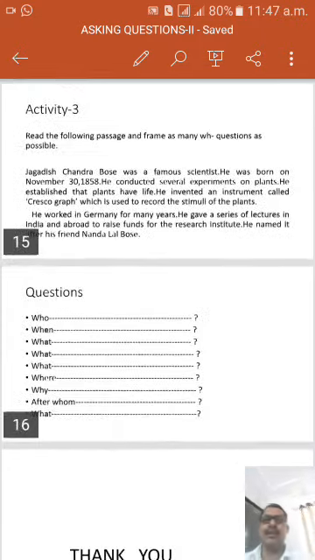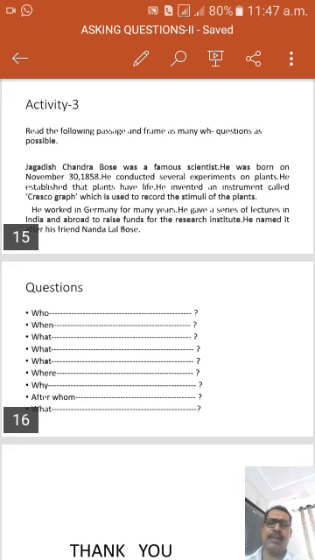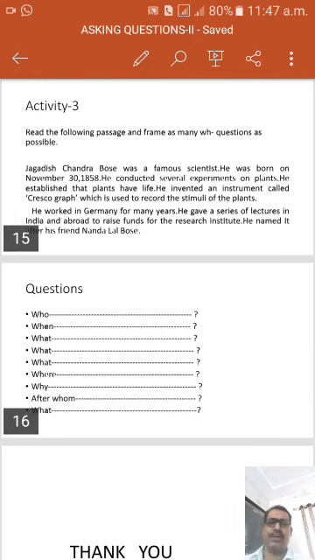So this is the lesson, asking questions 2. I hope you understood how to frame yes or no type questions and how to frame WH questions, the word order in the questions and the word order in the statements, and the best ways of framing questions without any grammatical errors or semantic errors. We learned to frame these questions. Thank you.